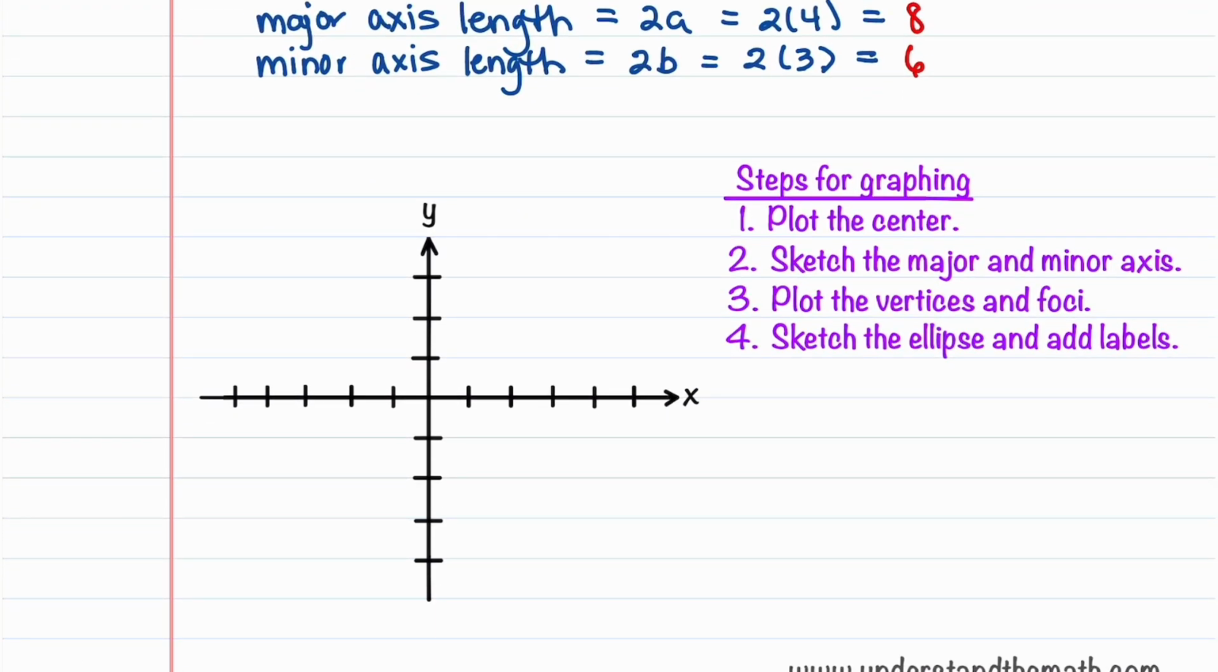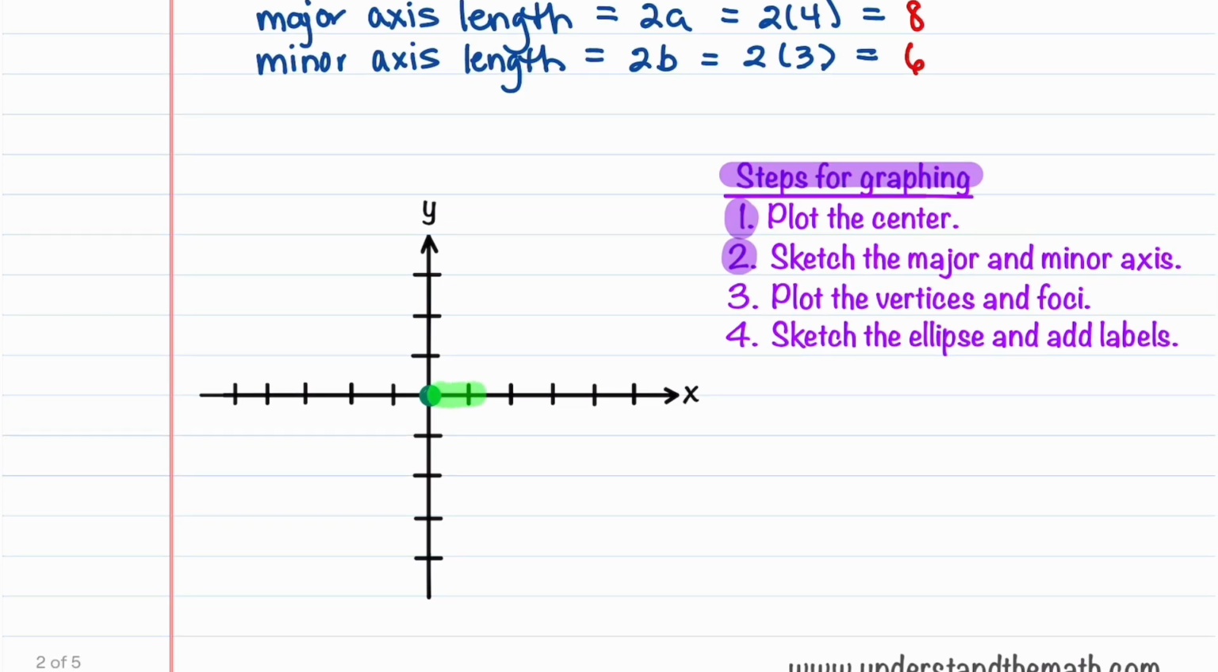Now we can go ahead and sketch our graph. I've written down some steps that I think will help. The first step is to plot the center of the ellipse. The center of the ellipse is located at the origin, so let's just go ahead and put a circle right there. The second step is to sketch the major and minor axis. We know that the major axis in this problem is horizontal, and the major axis length is equal to 8. So that means we're going to move 4 units to the right and 4 units to the left. And then we can go ahead and put a point here and put a point here.